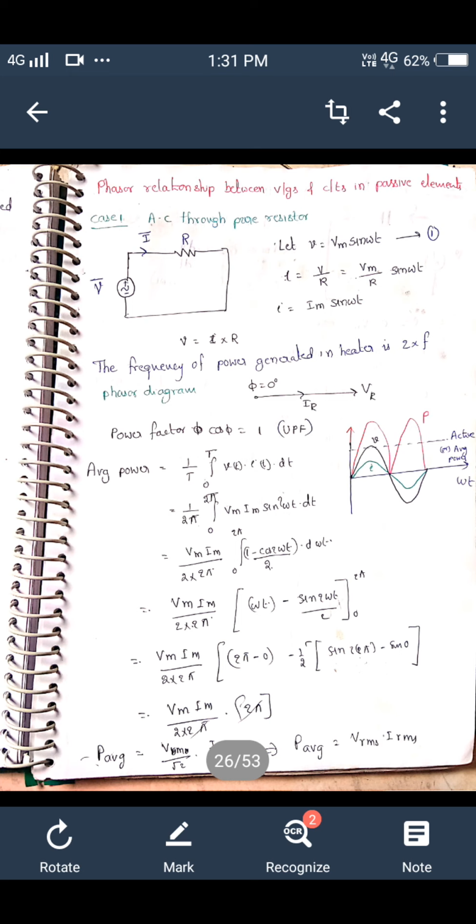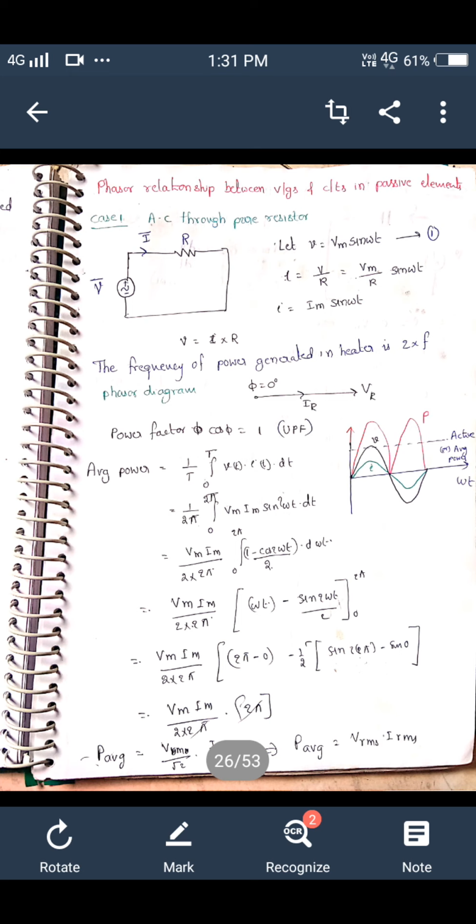Next, analysis of AC circuits. An AC circuit means a source with different passive elements. Let us discuss a single individual element first, and after that a combination of elements. That combination will exist again as a series combination or a parallel combination.